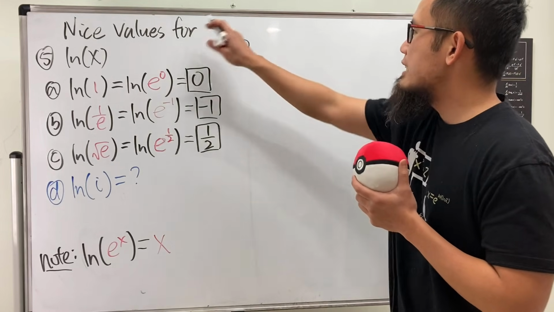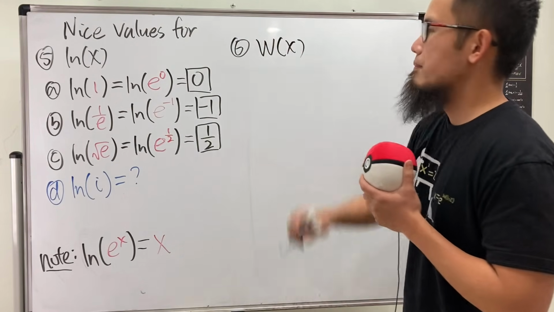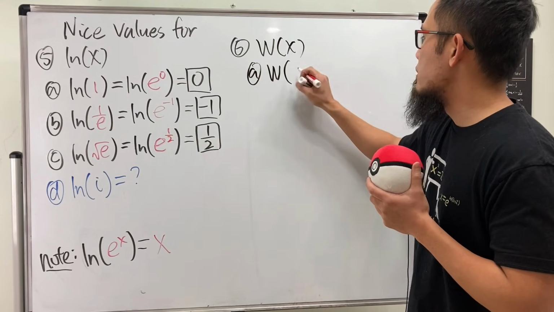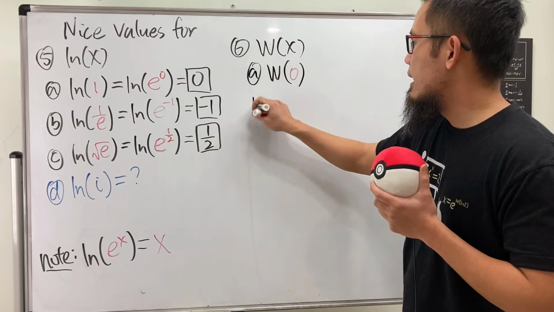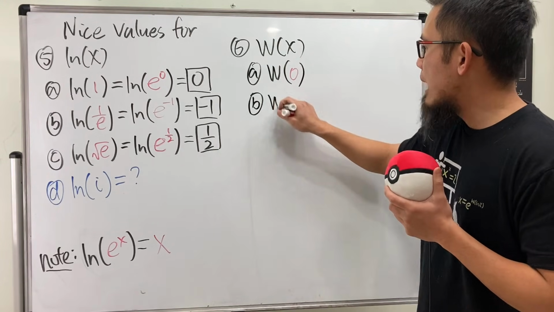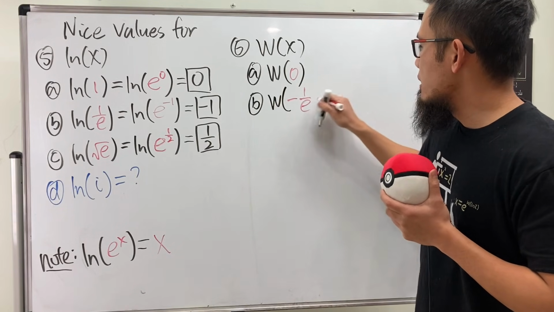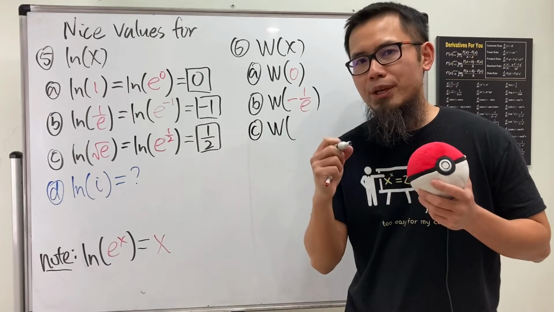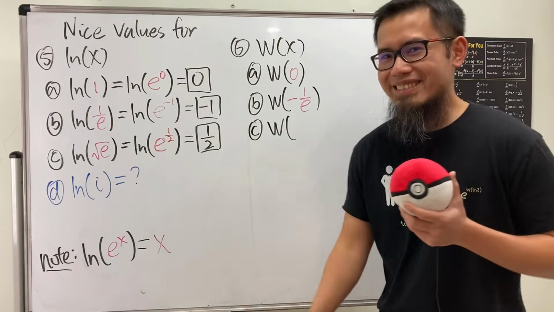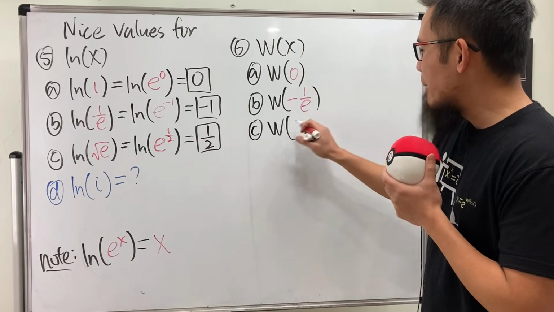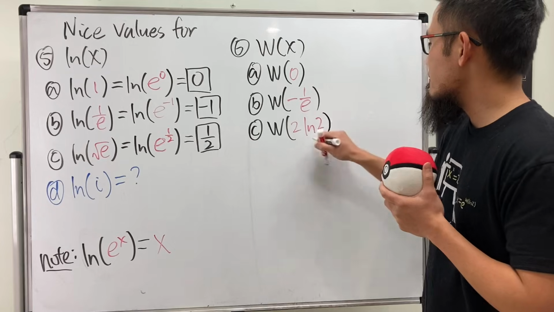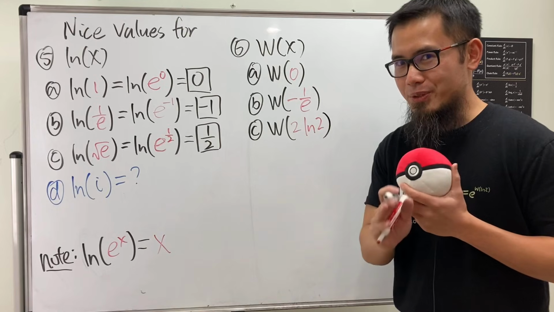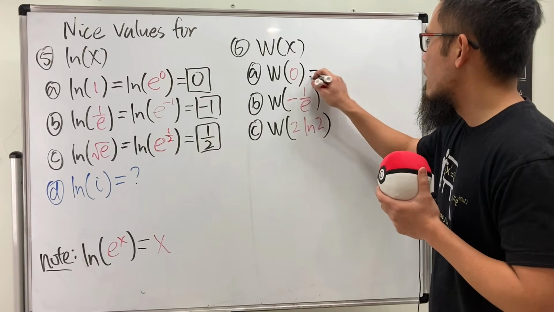So, for number 6, nice values for W of x. I'm going to give you guys some examples. First one, let's say if you want to compute W of 0, right? And then second one, I will say let's do W of -1/e. And again, all these questions, if you want to end up with nice values, you have to pick nice values inside in the first place, right? Anyway, part C, W of 2 ln 2, right? So you want to pause the video and try to figure this out? Right, cool, I assume you did that. Now, have a look.